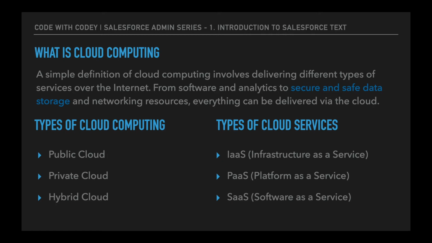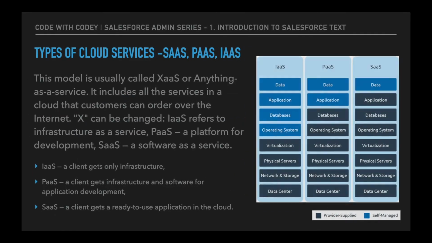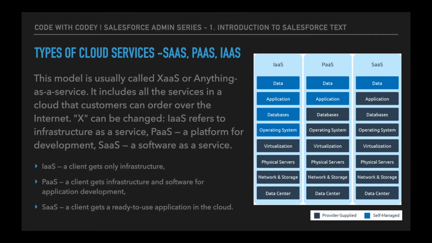Now let's talk about types of cloud services. Cloud services are as varied as the types of clouds themselves. This model is usually called XaaS, or anything as a service. It includes all the services in the cloud that a customer can order over the internet. X can be changed to IaaS, which refers to infrastructure as a service, PaaS, platform as a service, or SaaS, software as a service.